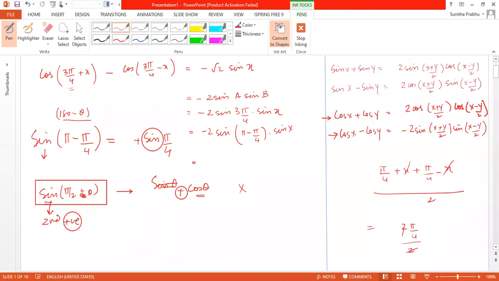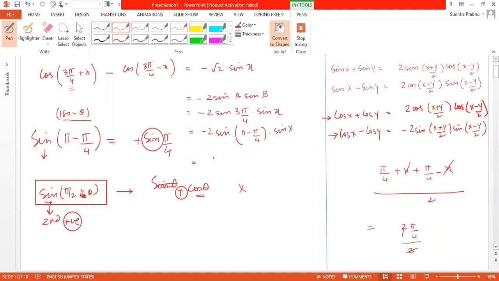This is where many times people in the initial stages make mistakes. So this 90 plus theta, 90 minus theta, 180 plus or minus theta, all this you should practice and get it as a part of your DNA. It should go into your blood. Okay, very good.